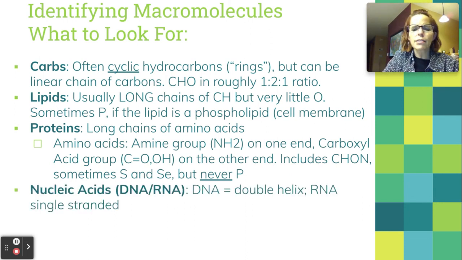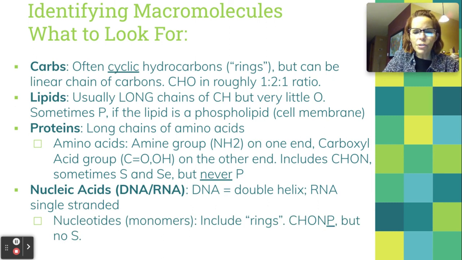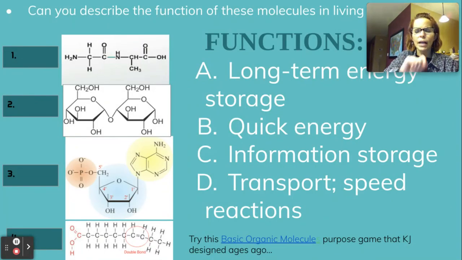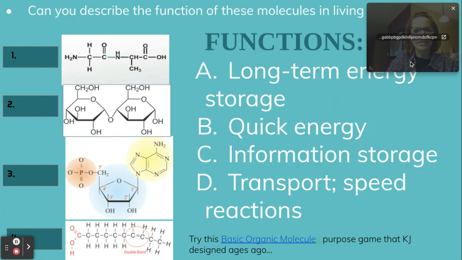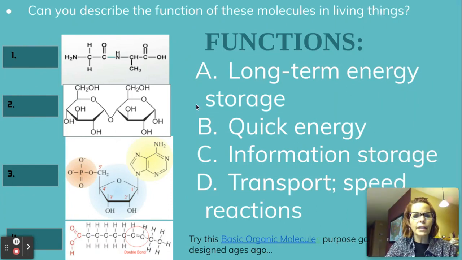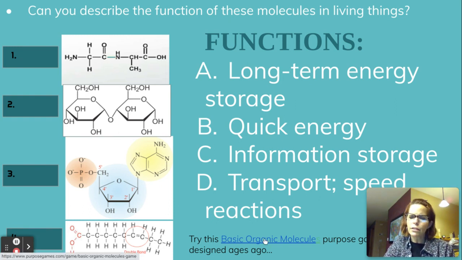So the nucleic acids, that's what we just covered. DNA is a double helix, RNA is single-stranded. The nucleotides are the monomers themselves, and they include rings, which can be intimidating. So the elements that they include are C, H, O, N, and P, but never sulfur. All right, and then I just have this little thing at the end, the functions and identifying. Can you identify these things, and what are they, and then what's their function?